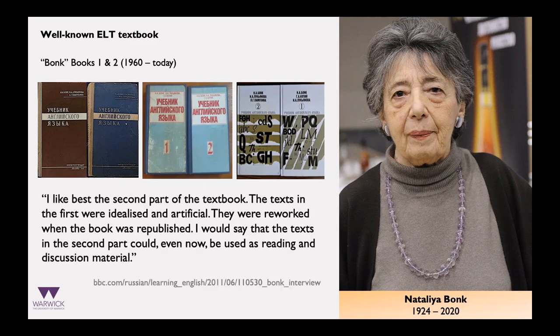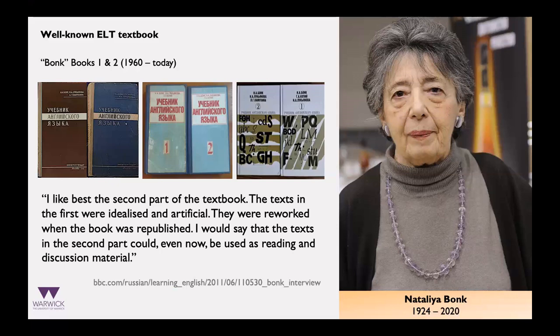Bonk herself said that she liked the second part of the textbook much better because the texts in the first were very idealized and artificial, and she was talking about the 1960 version here. But they were reworked when the book was republished. But she'd say that the text in the second part, even from 1960, even now could be used as reading and discussion material. She did change methodologies as she went on, and she wrote other books as well that were much more communicative in their methodology and approaches.